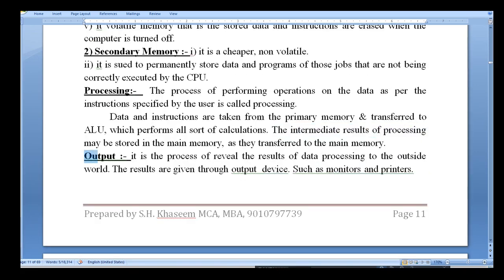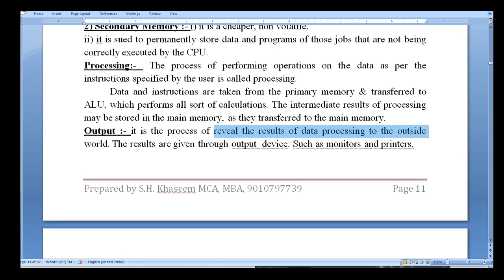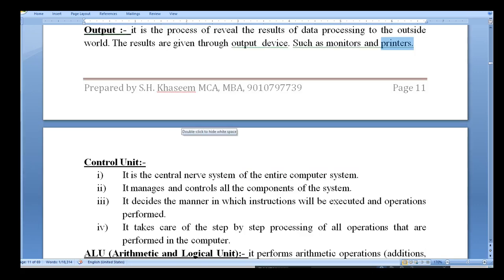So next we will discuss the output. Output is the process of revealing the result of data processing to the outside world. It is the process of sending the results of processed data to the outside world, that is called output. The devices which help us send the output to the outside world are known as output devices. Examples are monitors and printers. Monitors show the result on the screen, and printers generate the result on paper, in the form of a hard copy.